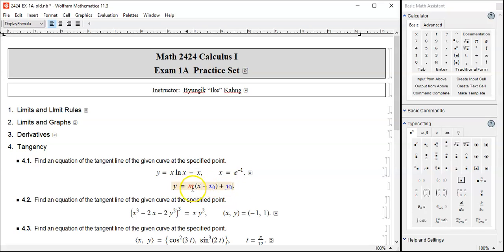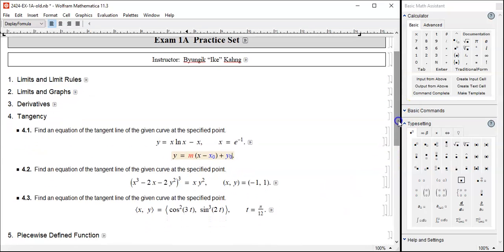Now, the derivative function is not a slope. You have to plug in and get the m value. Okay? All right. Now, let's go to the implicit curve.